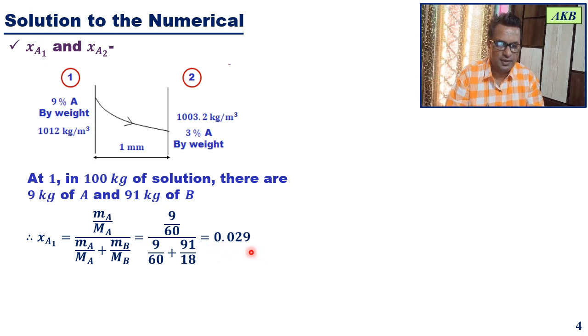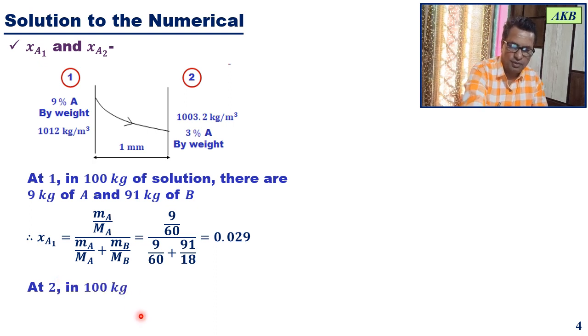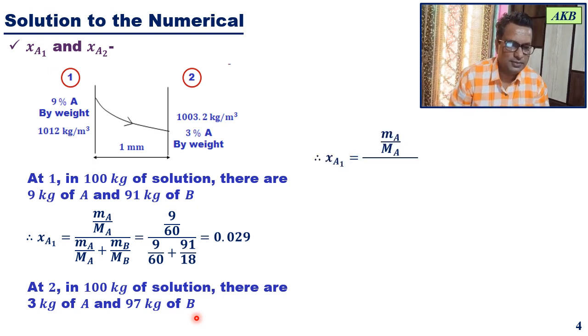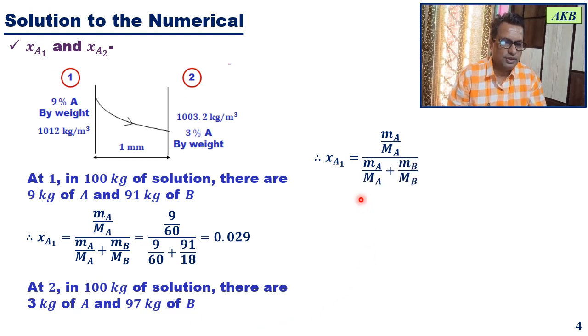0.029. Okay. So in this step, we have learned that if we know composition in weight percentage, we can convert it to mole fractions by using this step. Similar calculations are done at the other end. So at the other end, by looking at this information, you can write that in 100 kg of solution, there are 3 kg of A, that is acetic acid, and 97 kg of B. So again, using the same approach, you can write the equation.